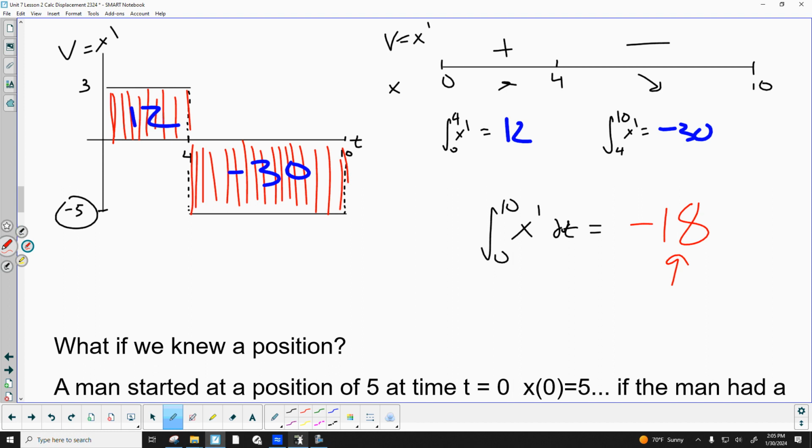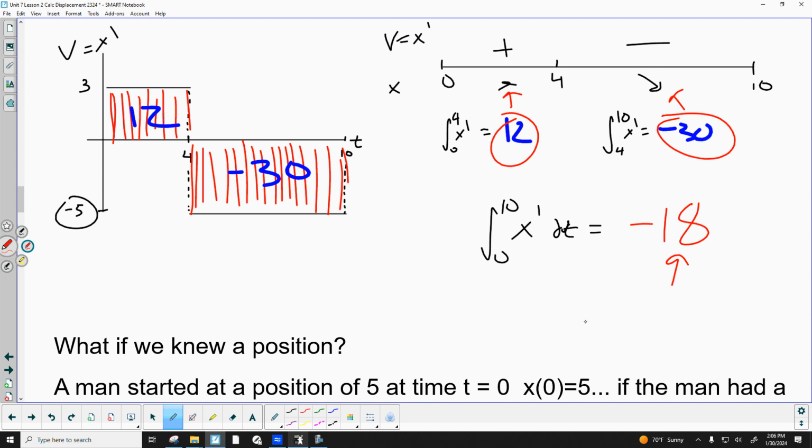Why does that make sense? Because I'm going to go to the right 12, and then I'm going to go to the left 30. If you go to the right 12, then the left 30, you will end up 18 to the left of where you started. This is how my position changed over the interval.